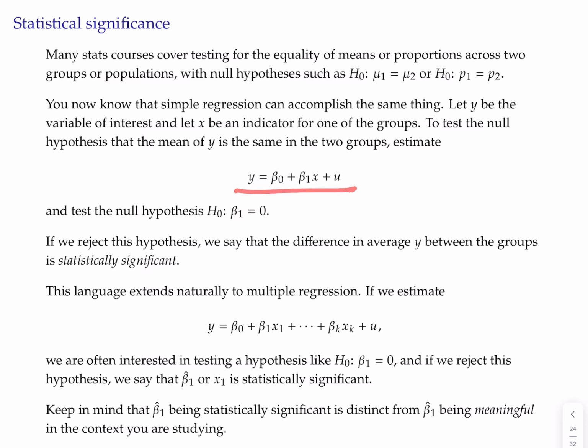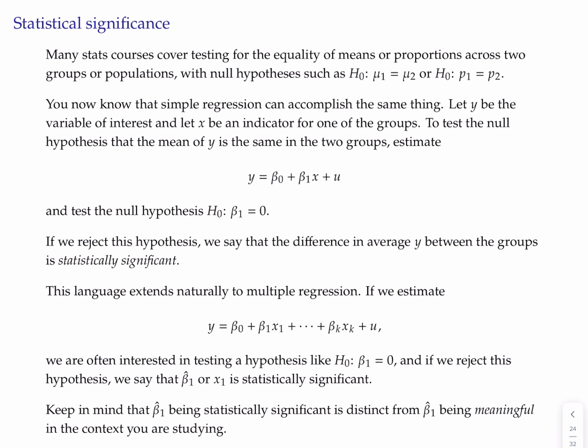The beta 1 hat is going to tell you the difference in the average value of y across the two groups. And so you can just test the null hypothesis, beta 1 equals 0, which would be equality of average y across the two groups in this case. And if you reject that null hypothesis, it's exactly the same thing as rejecting one of these null hypotheses, okay?